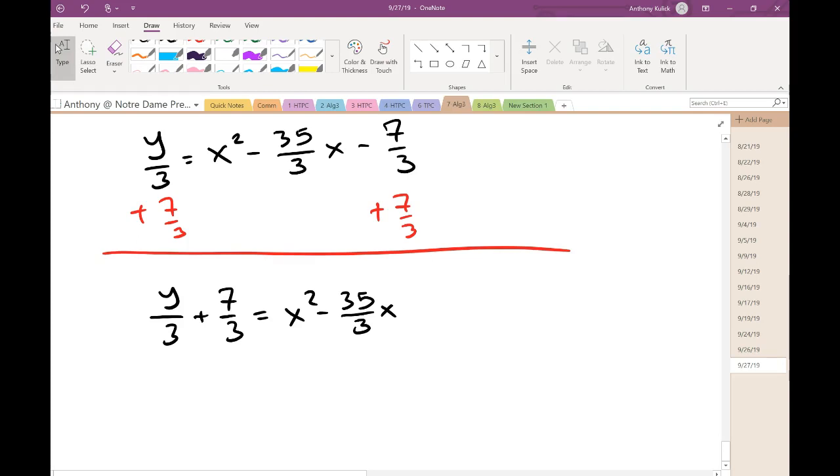Add b over 2 squared to both sides. What is our b in this case? It's negative 35 over 3, right? So that's kind of gross looking.